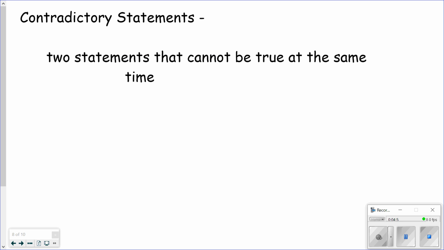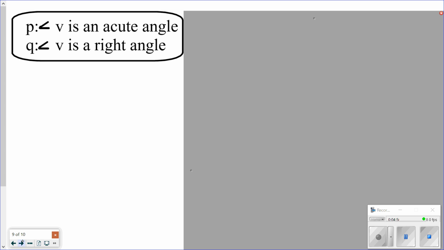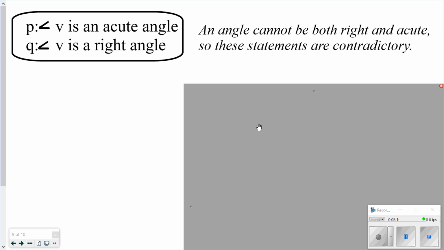Contradictory statements are two statements that cannot be true at the same time. So let's look at this statement. Angle V is an acute angle, and we are also told that angle V is a right angle. Are these contradictory statements? Yes, they are, because an angle cannot be both right and acute, so these statements are contradictory.